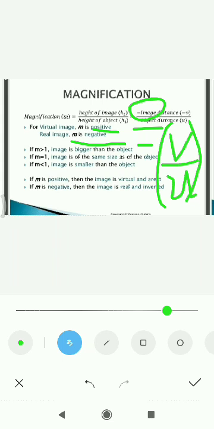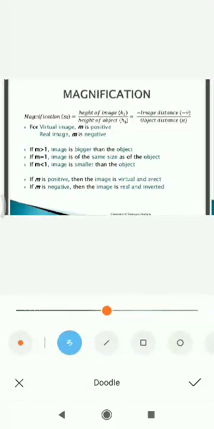If the value of m is greater than 1, the image is bigger. Simple. If the value of m is equal to 1, the image is the same size as the object. If the value of m is less than 1, the image is smaller than the object. If m is positive, the image is virtual and erect. If m is negative, the image is real and inverted.